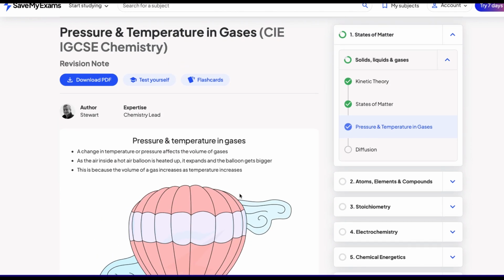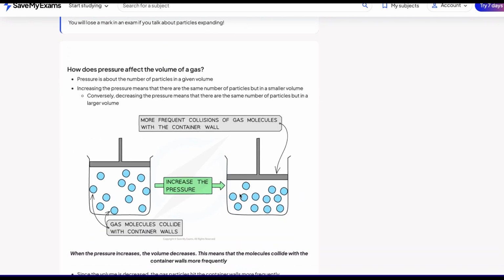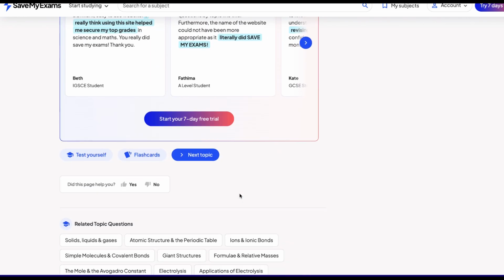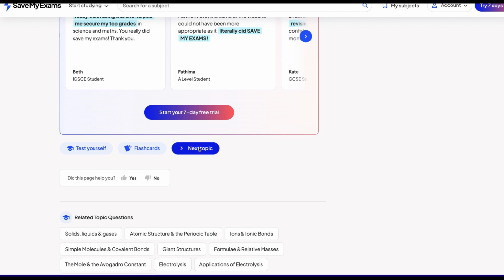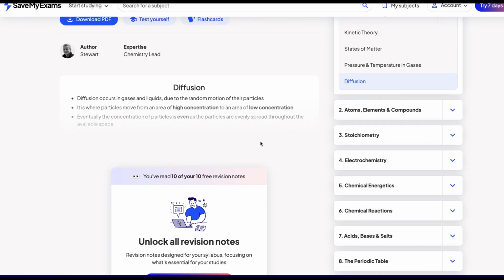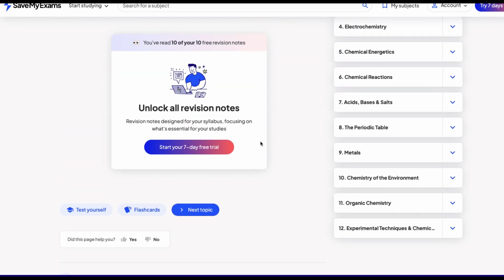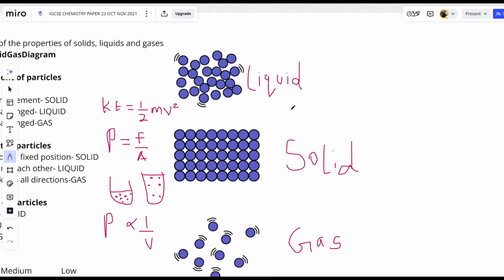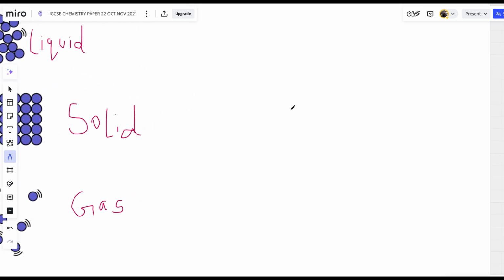I think, is it the last one? The last one, diffusion. Let's take a look at diffusion quickly, and then we end the class. But let's just verbally explain. Diffusion is the movement of gas molecules.